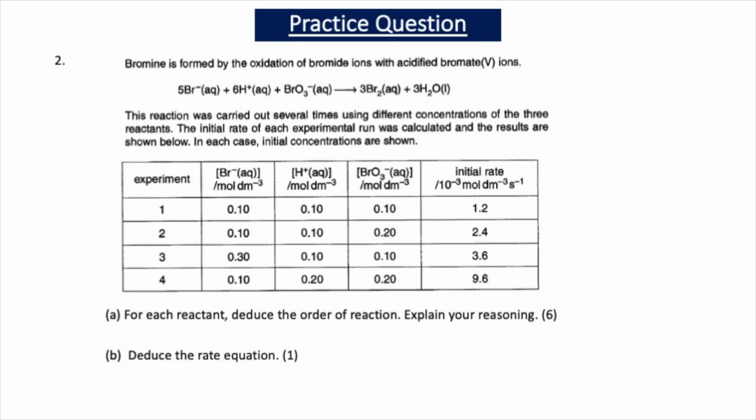So here's a second practice question for you to have a go at. Once again, read through the question, pause the video, have a go at it, and then we'll go through the answers.